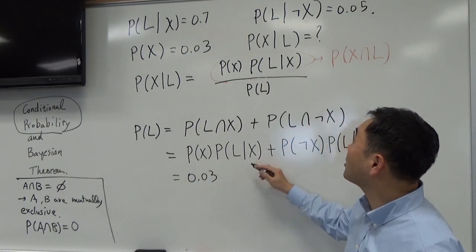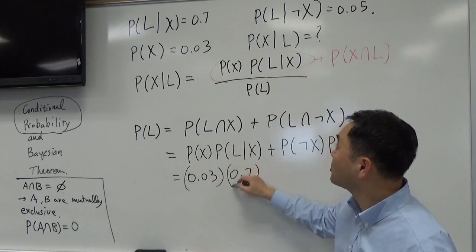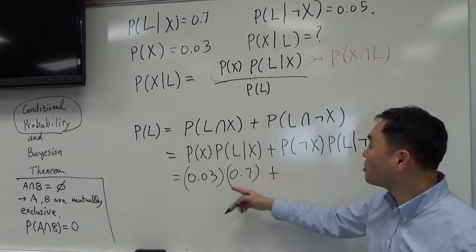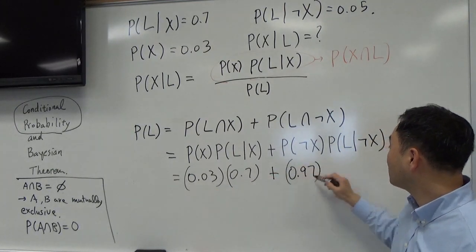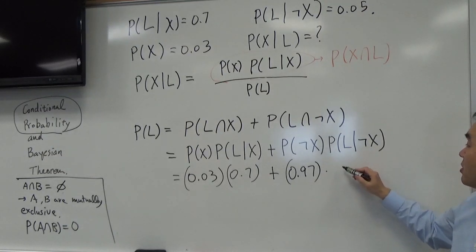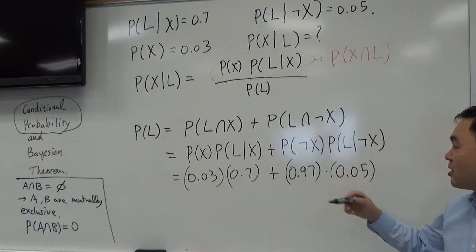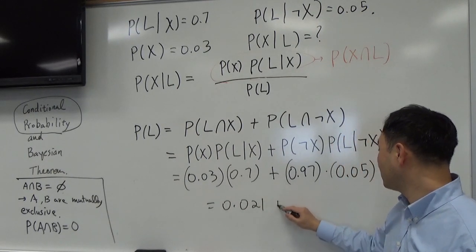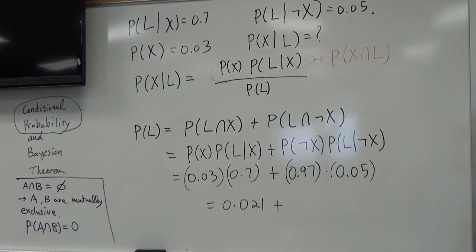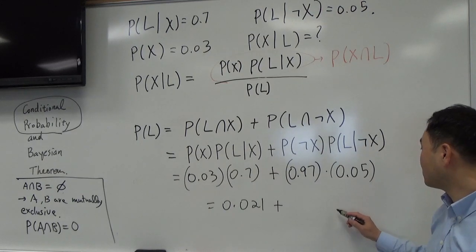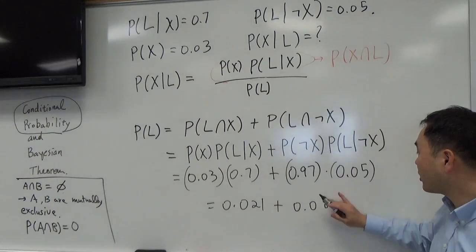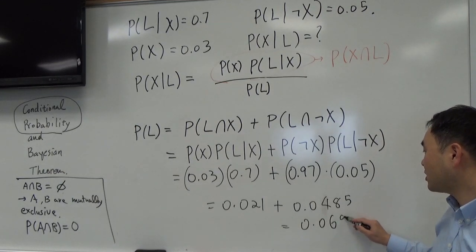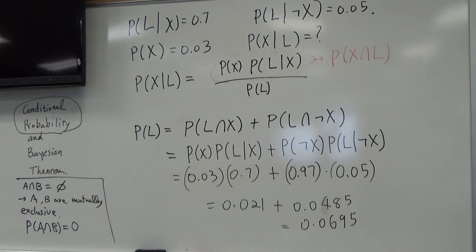Okay. What's P of X? 0.03. What's P of L under X? 0.7. I'm just quoting from up there. Plus, what's P of not X? 0.97, because it's 1 minus this. So 0.97. What's P of L under not X? 0.05. Okay, so we have this. Can somebody help me out here? What's this value? It's 0.021 plus, what is this? 0.0485. Okay, and therefore this is going to be 0.0695. So we're almost there.